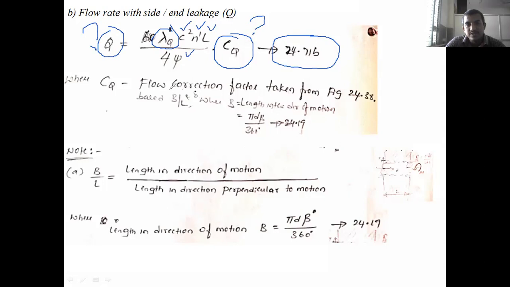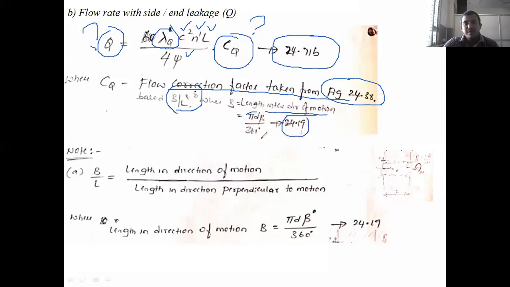C suffix q is called the flow correction factor, taken from figure 24.38. In the figure, the flow correction factor depends upon what? The B by L, the length in the direction of motion divided by the length of the bearing, and delta, the minimum oil thickness variable. Then how do you calculate B? The length in the direction of motion is, from equation 24.19, pi d beta divided by 360 degrees. This gives the B by L.